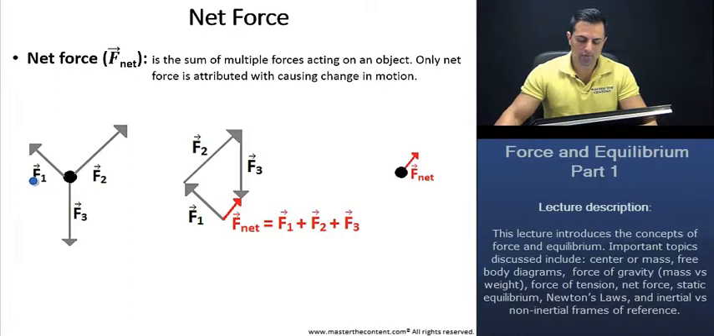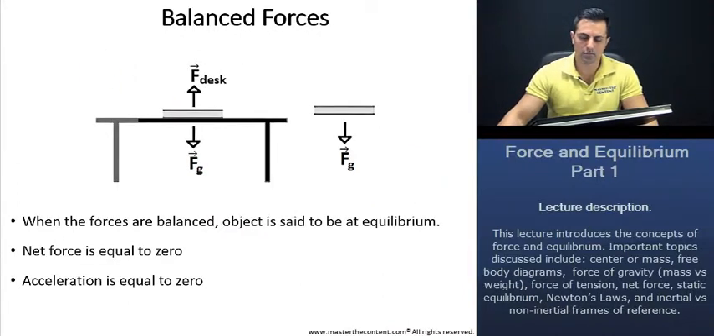We have 3 different forces acting on this object in 3 different directions. Well, the vector sum of all these forces, so force 1, force 2, and force 3, is actually going to be force net, right? Thus, that is why we can write force net as such, because if we go back to our definition, only net force is attributed with causing change in motion. And that's exactly what we see here. Okay, great. And we'll be doing multiple examples of this in just a moment.